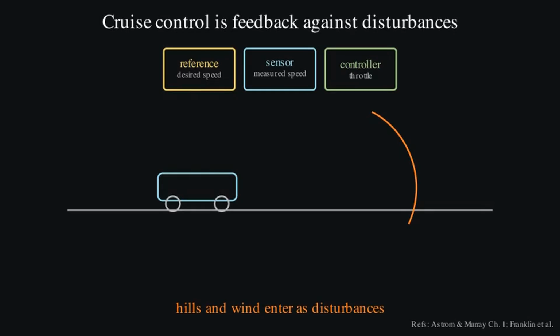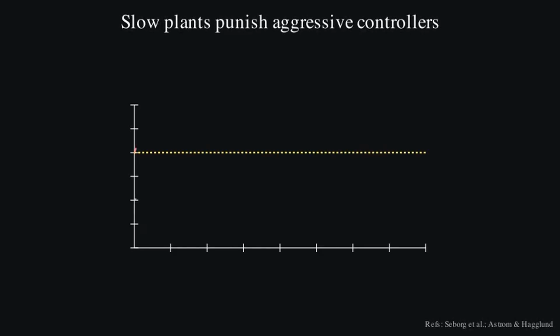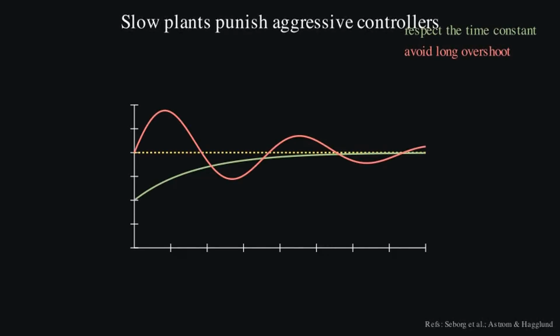Cruise control is the same feedback story in a vehicle. The reference is desired speed, the measurement is actual speed, and the controller adjusts throttle. Hills and wind are disturbances. The design is not only about tracking a number. It must also respect comfort, actuator limits, engine delay, fuel use, and safety.